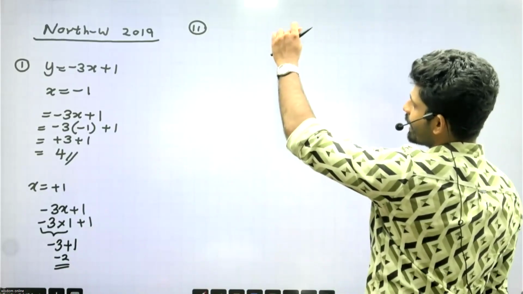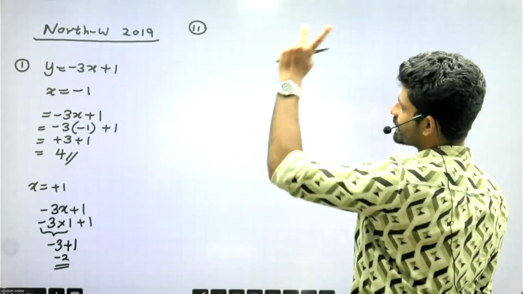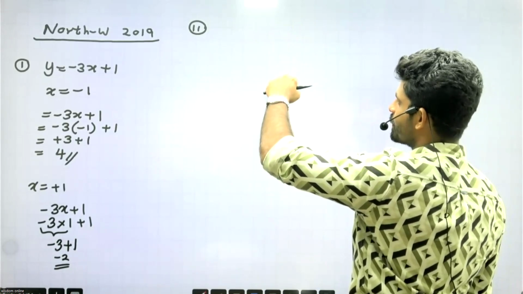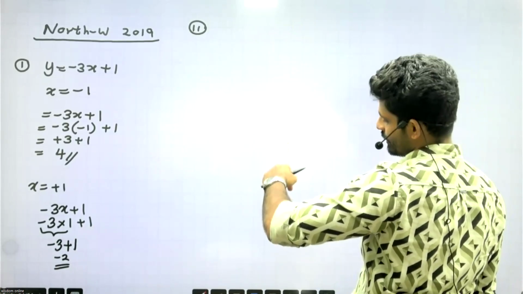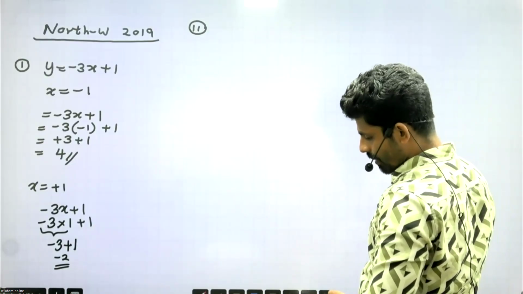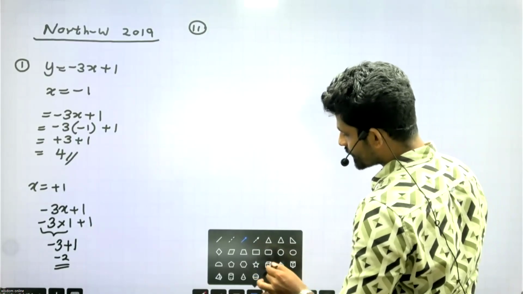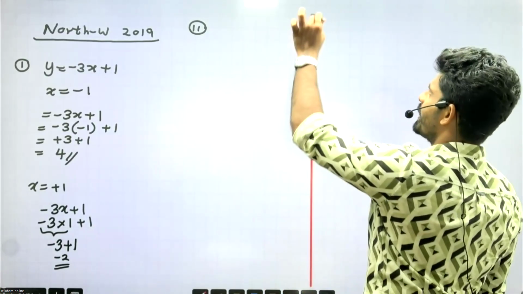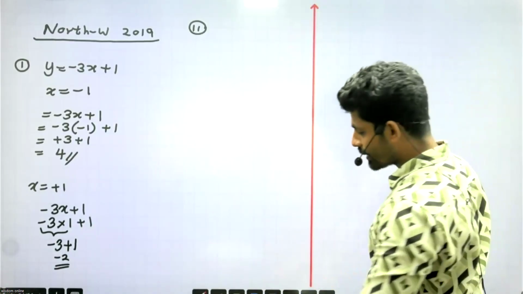So what can we take? You can take 2 squares as 1 unit. 7, 6, 5, 4, 3, 2, 1, 0, 1, 2, 3, 4, 5. Let's take 2 squares as 1.